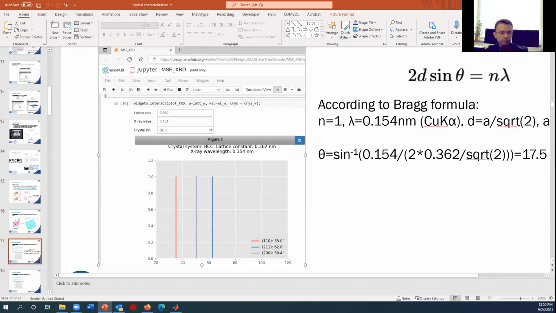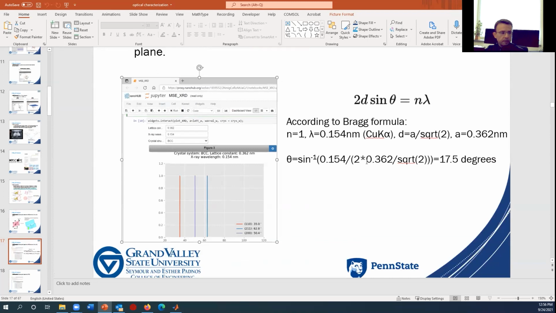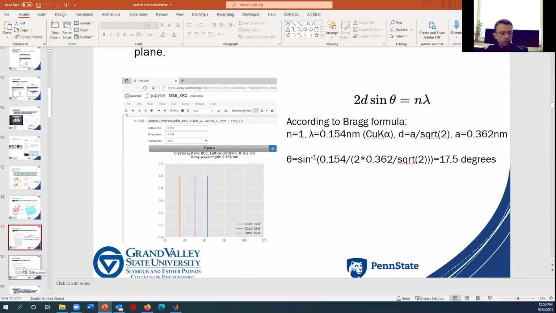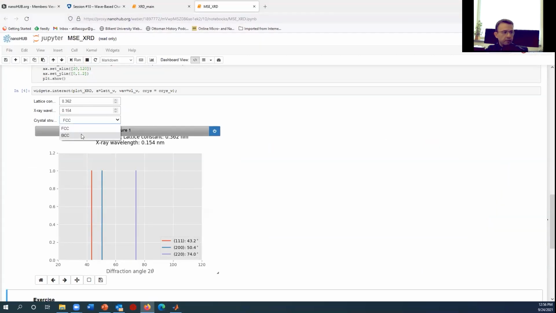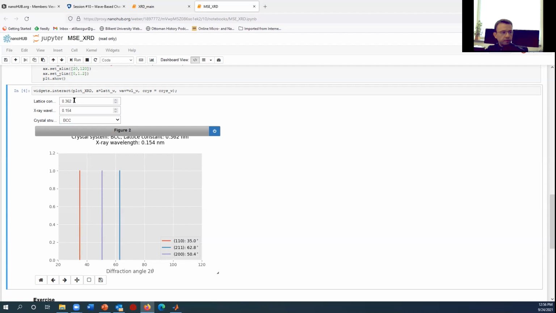And that angle, if you look at it, 17.5, if you multiply that by 2, is going to occur at 35 degrees, as you can see. So they can do these little tricks to understand it in a little bit more depth. They can do it for FCC, but they can switch to BCC with a different lattice orientation, and they can retrieve different peaks too.